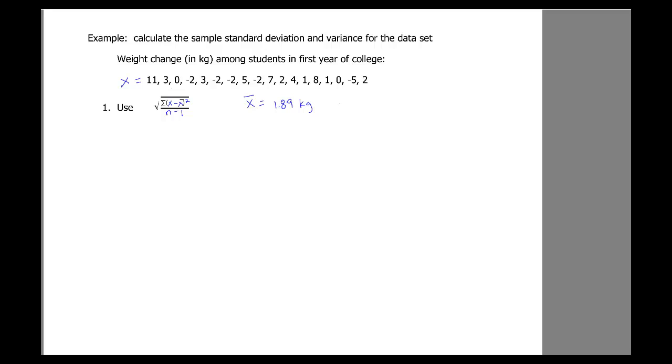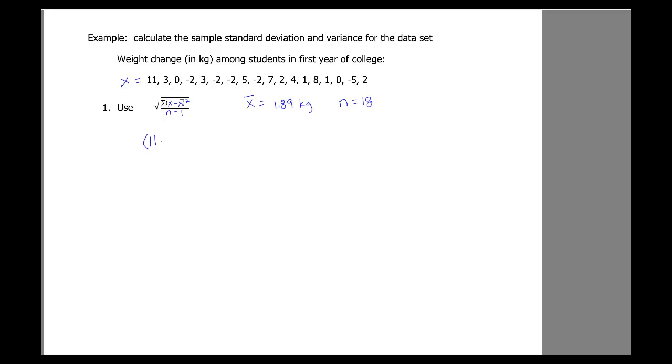And we know that n is 18. There's 18 values in this data set. Okay. So we have all the numbers we need to plug into the standard deviation equation. Now I'm just going to show you what this would look like if we did it this way, and then remind you that we're not going to do it this way.